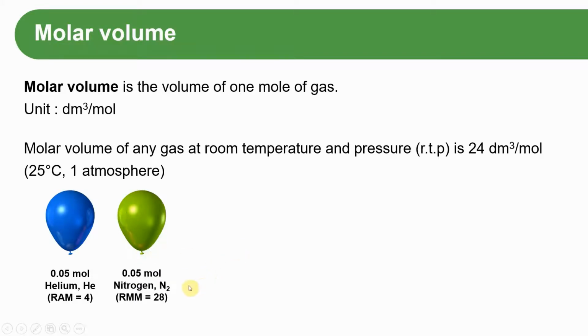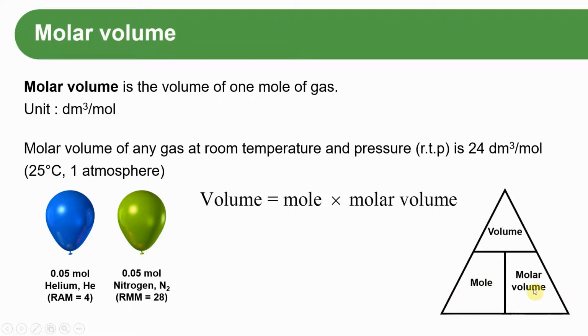And now let's have a formula to relate molar volume, mole and volume. The unit for molar volume is dm cubed per mole. And when this is multiplied by mole, we will get volume. So we have a formula: volume equals mole times molar volume. Or we can use a triangle to help us: mole times molar volume is volume. And molar volume is a fixed value, which is 24. So this is pretty simple. To get volume, we just need to multiply mole by 24. Then we will get the volume in dm cubed.